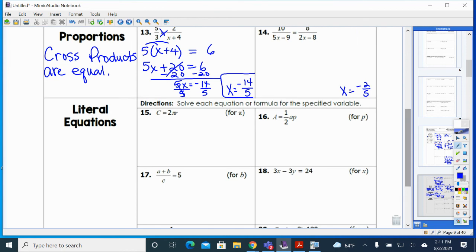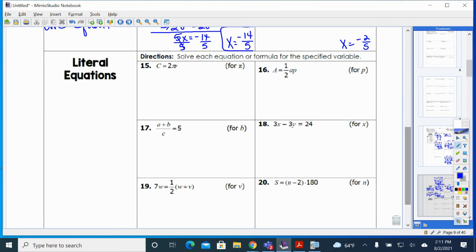I'm going to move on to the next set of examples, which is on literal equations. Literal equations are equations with a multitude of different variables, and you're going to be asked to solve for one specific variable. So the directions here say to solve each equation or formula for the specified variable. If you look at example number 15, it says C is equal to 2 pi r. And over on the right, it's telling me I'm supposed to solve that for pi, meaning that when I'm done, it should say pi equals something. Everything else should be on the other side.